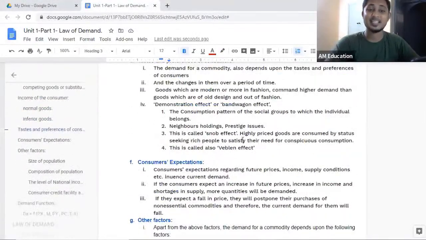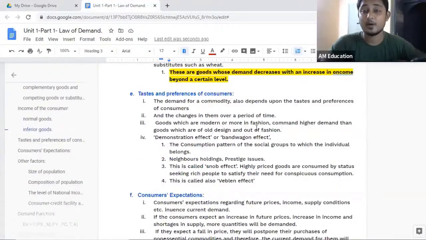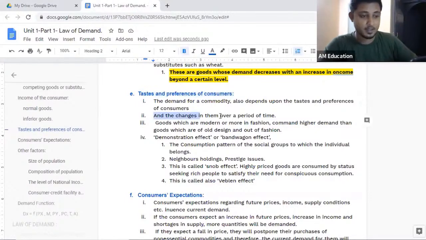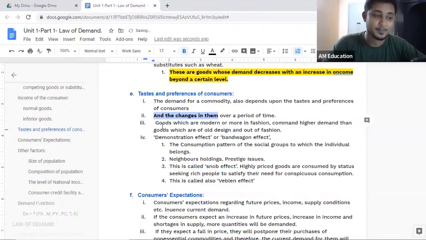And then there's another thing that is determining the demand of any good or service: the tastes and preferences of a consumer. The demand for a commodity also depends on the taste and preference of the consumer and the changes in them over a period of time. In them means in the tastes and preferences over a period of time.